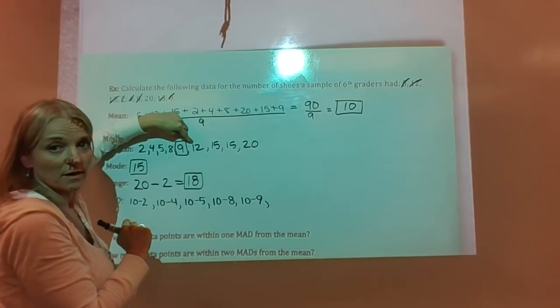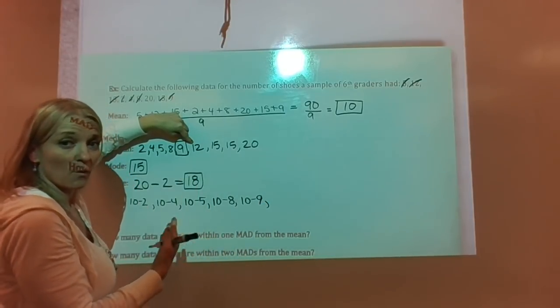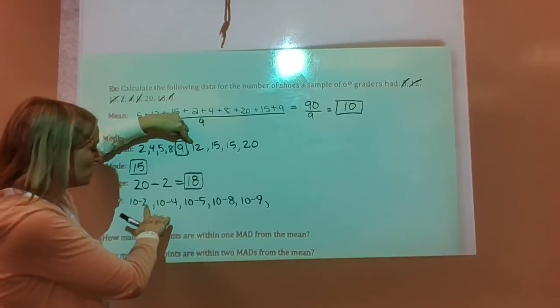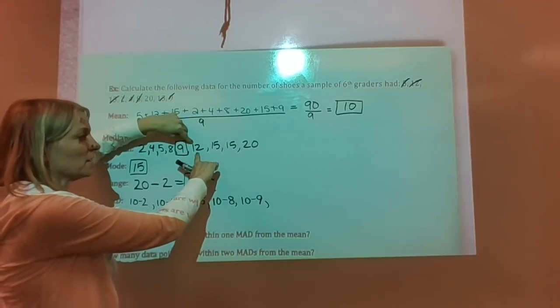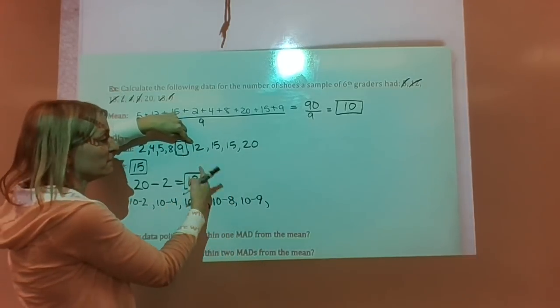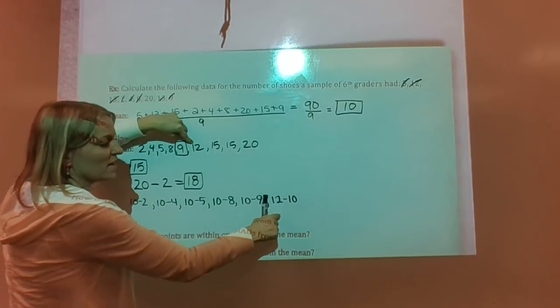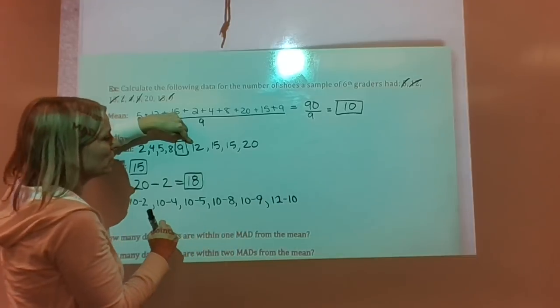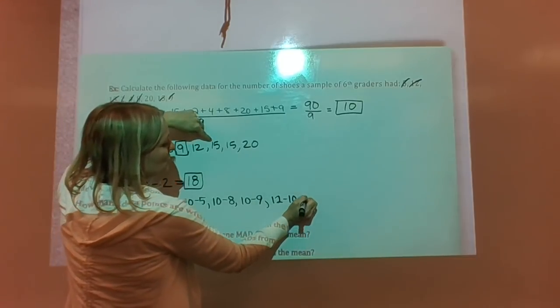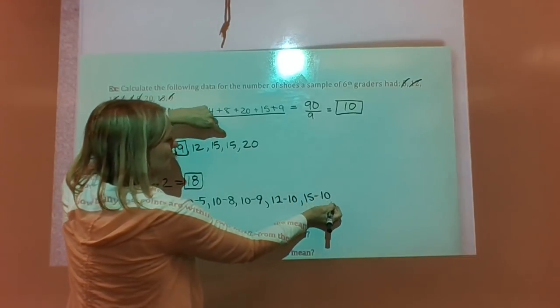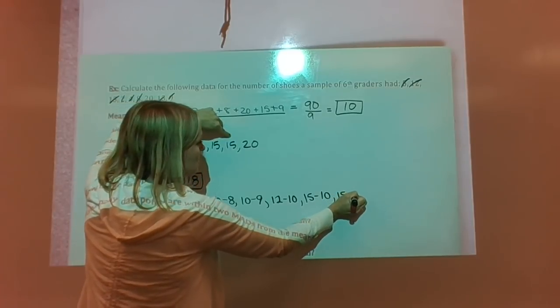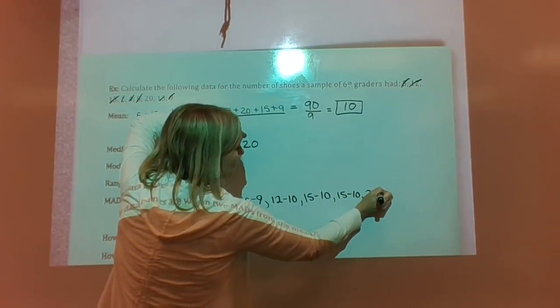12 is bigger than 10. So since I'm finding distance, I want it to always be positive. So instead of doing 10 minus each number, now I'm going to take each number and subtract 10 from it. So I'm going to do 12 minus 10. So I can see that, oh, that's going to make 2, which is a positive number. Okay, and I'll keep going with that. So now I'll do 15 minus 10, and then 15 minus 10 again, and then 20 minus 10.